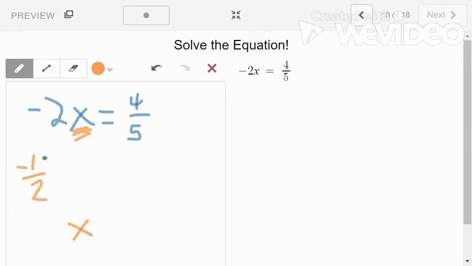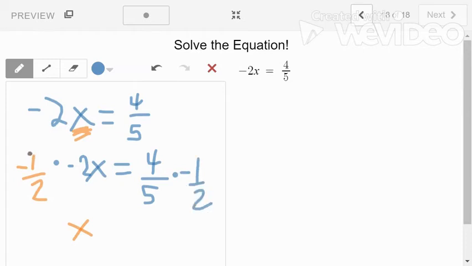So if I multiply both sides of my equation by negative 1/2, I'm going to end up with just an x on this side and a number on the other side. So negative 1/2 times negative 2x equals 4/5. And then since the relationship is equal, I also have to multiply this side by the negative 1/2. Whatever I do to one side of the equal sign, I have to do to the other.